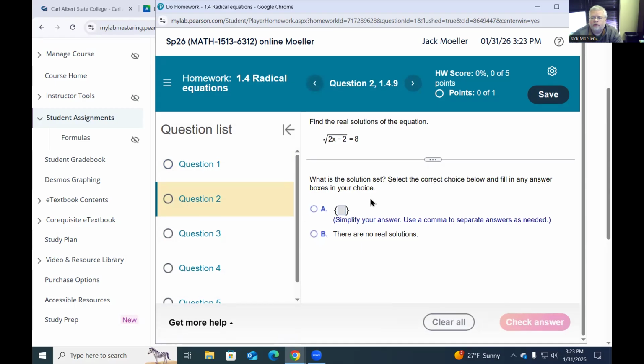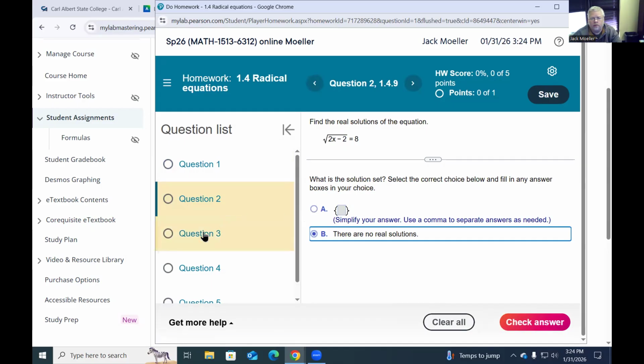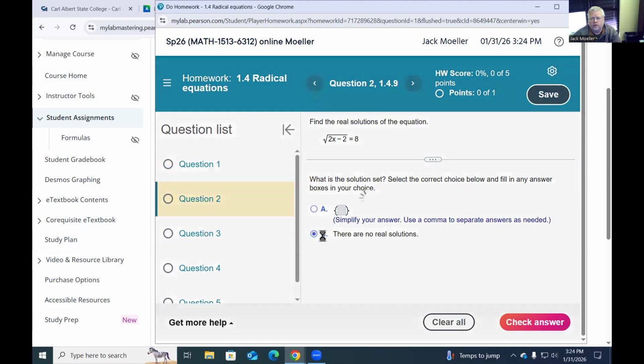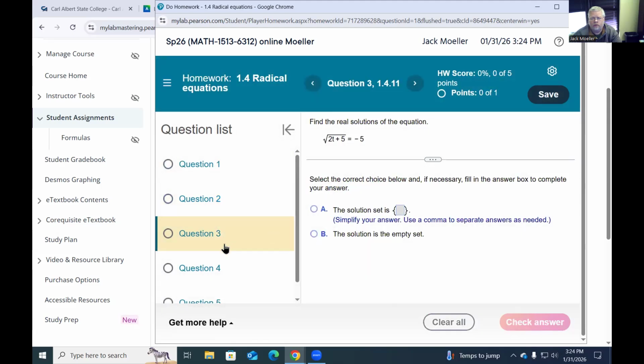Oh, and this is what I was talking about in the homework. If you check it and it works, then you put your answer in A. If you check it and the one answer you have doesn't work, then you do B: there is no real solution. And it's not because we're talking about imaginary numbers here. These either work or don't work. I don't think they put any imaginary solutions in these. Same thing there.